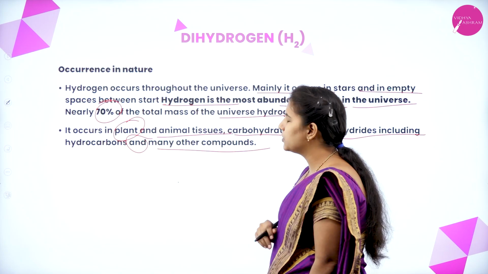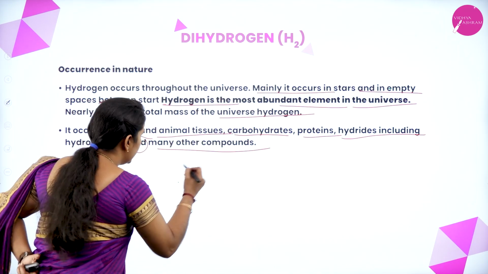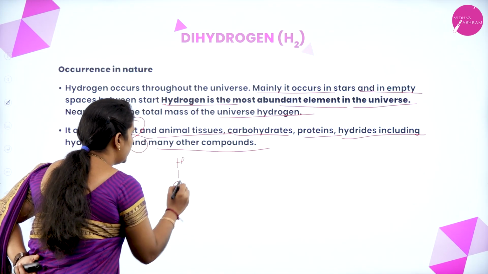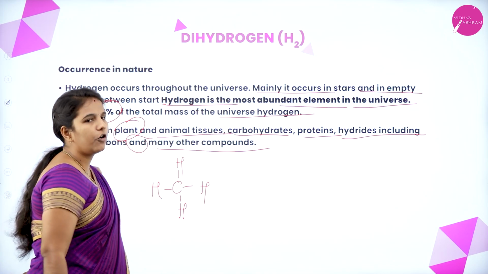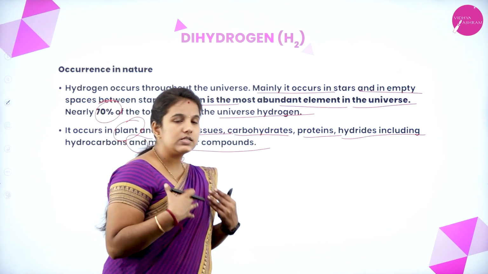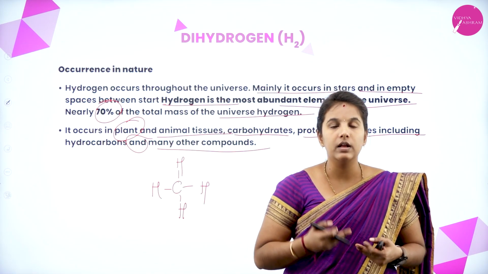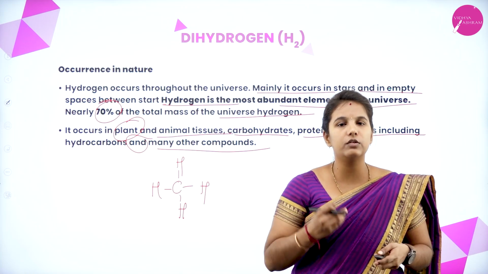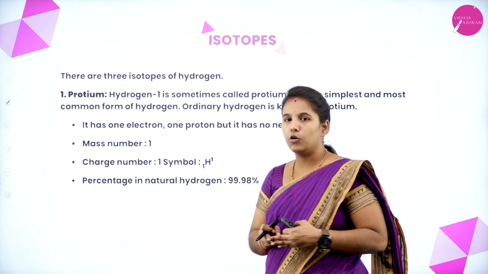Many of these compounds are made up of hydrogen. The best example I can give you is in hydrocarbons, where carbon forms a bond with hydrogen, forming methane. So this is how we can say that 70% of the universe is made up of what? Hydrogen only, which is exhibited in dihydrogen form.